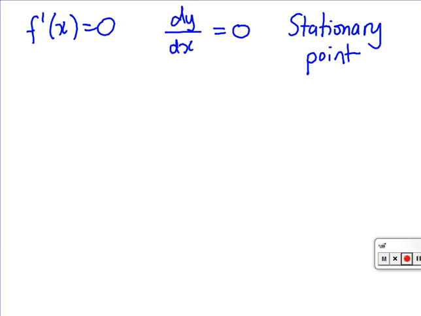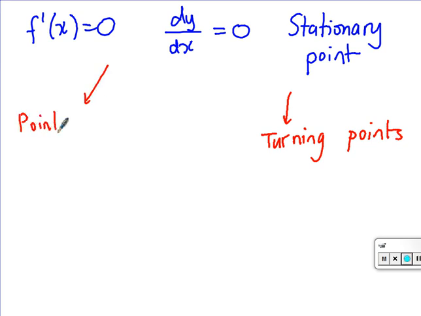So under stationary point we can have 2 options. One's called turning points, we'll come to them in a minute, and one's called point of inflection, or points of inflection. So turning points are things that you're already familiar with. We could have a maximum turning point or a minimum.